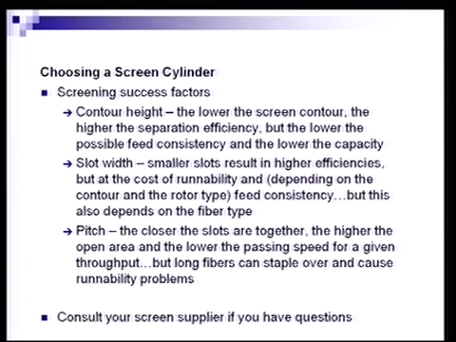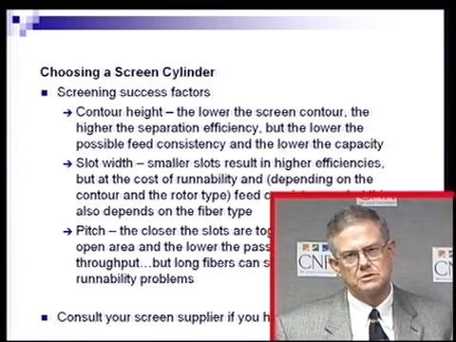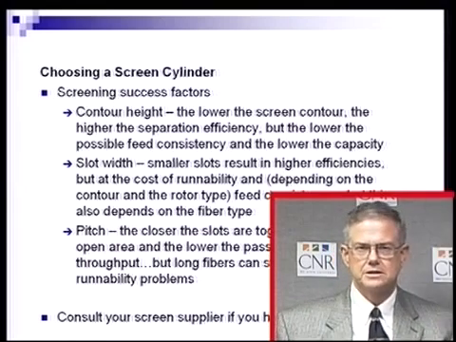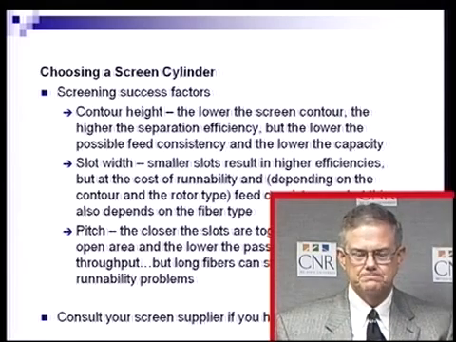That is, if we look at the feed surface of the screen cylinder, we'll look at the depth of that profile. How big is the drop from the surface of one slot down to the surface of the other slot? Typically, the lower the screen contour, the higher the separation efficiency, but also the lower the possible feed consistency and the lower the capacity. So if I've got an existing screening system with a fairly low profile depth to the screen cylinder, I can get more capacity, and higher consistency operation at the same passing speed if I just improve my contour depth.